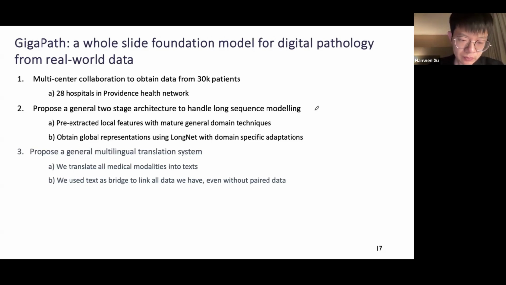And for the rareness of paired data in the medical domain, we also propose a multilingual translation system. In GigaPath specifically, we translate the medical images into text. But in a more general setting, for each single patient, we try to translate all the medical modalities into text, and then we use text as the bridge to link all the data we have. This does not require us to have paired data between all the modalities, but only requires paired data between the image modalities and the text.